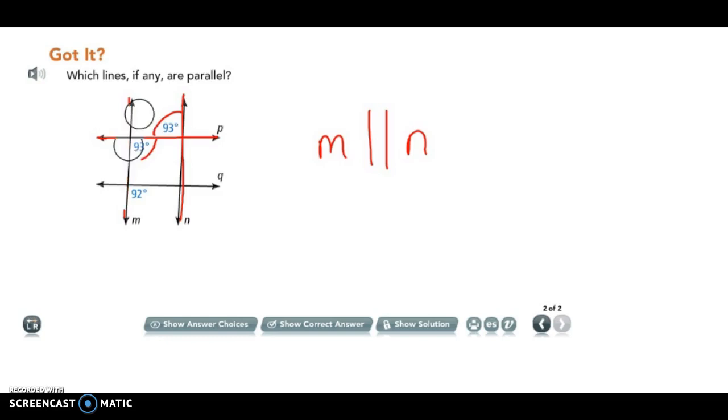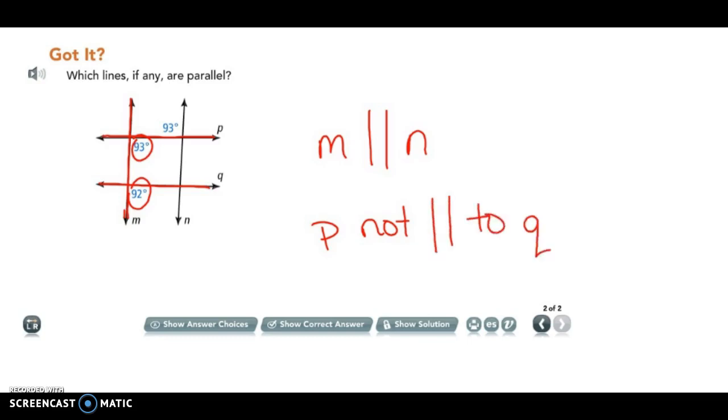And then I'm going to take a look, and I'm going to say 93 and 92. Well, those are corresponding angles, but those are not congruent. So they're corresponding if this is my transversal and these two are my two parallel lines, which means that P is not parallel to Q because these two are alternate interior and yet they don't equal each other.